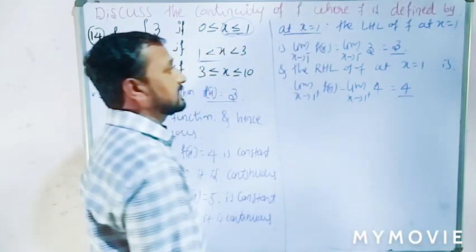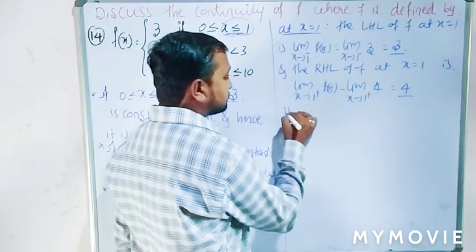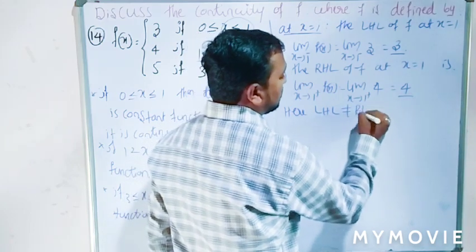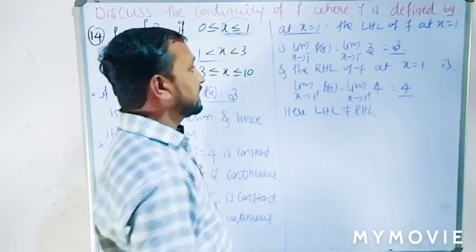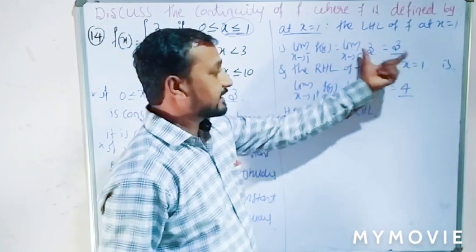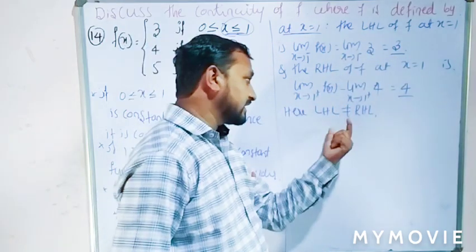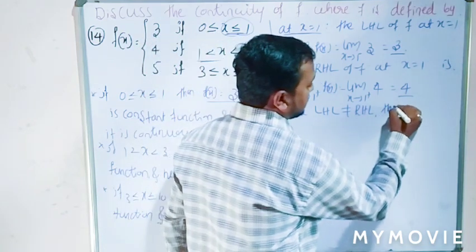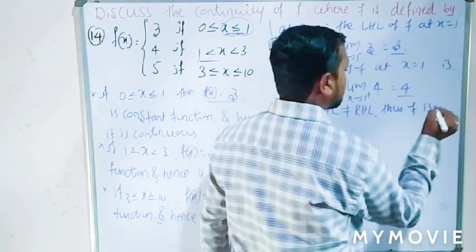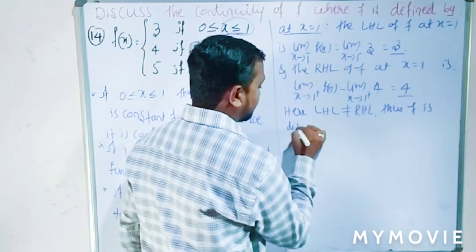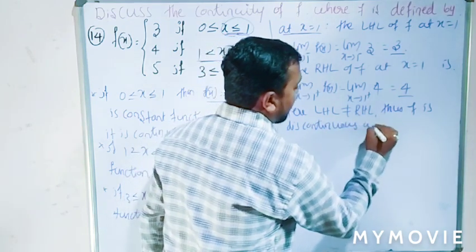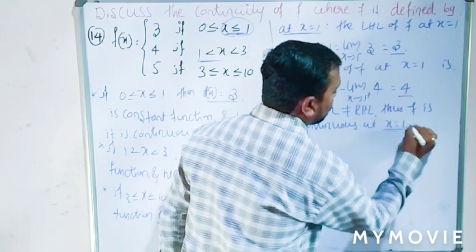Here the LHL and RHL are different. The left hand limit is not equal to the right hand limit. Here the left hand limit is 3 and the right hand limit is 4. The left hand limit and right hand limit do not coincide. Thus f is discontinuous at the point x equal to 1.